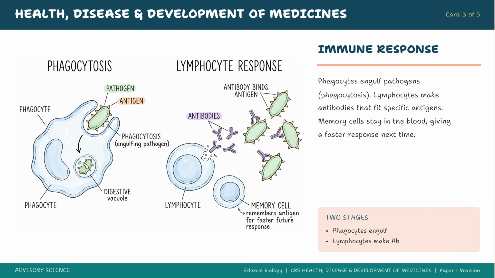Lymphocytes do something cleverer. Every pathogen has unique markers on its surface called antigens. A lymphocyte recognizes a specific antigen and starts producing antibodies. These are proteins that are exactly the right shape to bind to that antigen. Once bound, the antibodies mark the pathogen so phagocytes can come and destroy it.